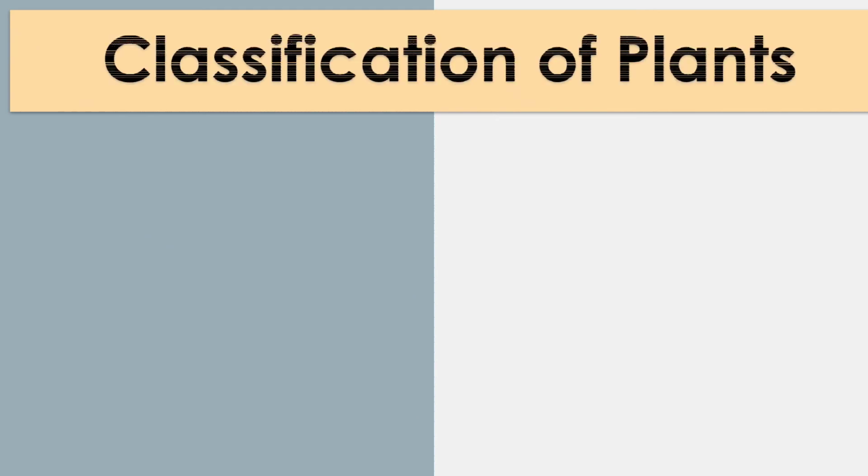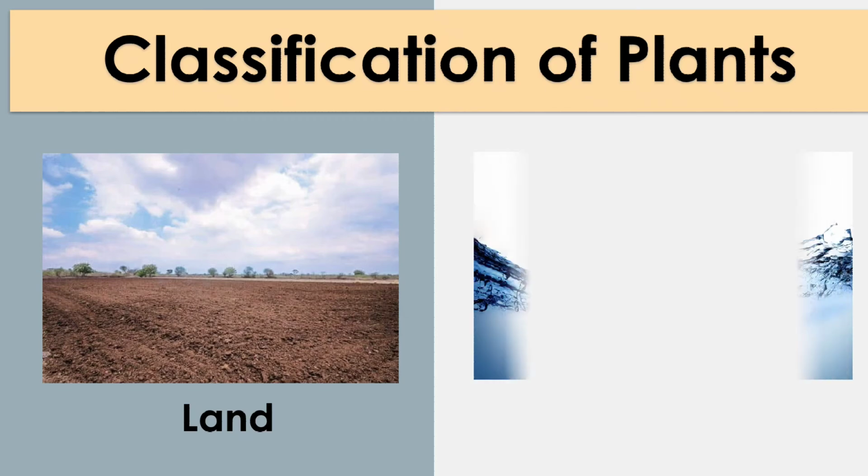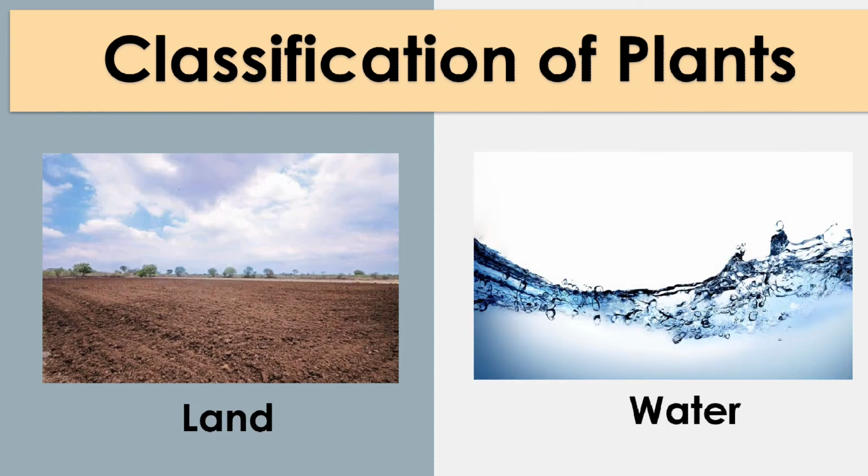Okay, we have classification of plants according to where they grow. We have the plants that grow in the land. These are the plants that can only grow in the land, in soil. We have also the water plants. These are the plants that can only live in the water.